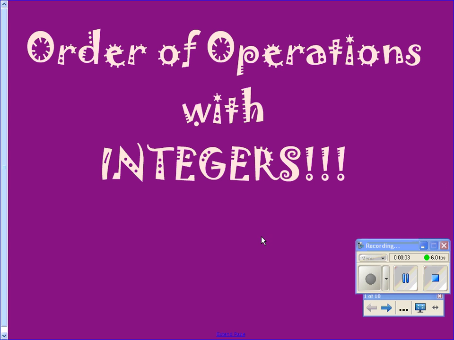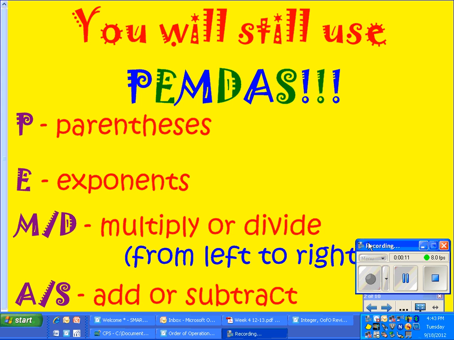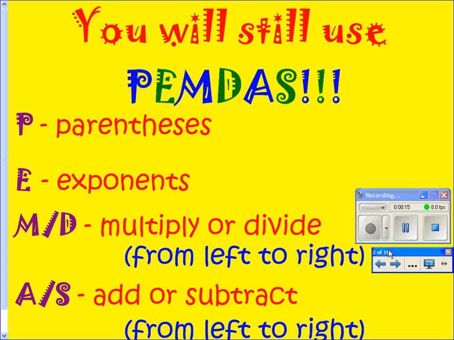This is our lesson on order of operations with integers. We learned earlier this year that for order of operations, we use PEMDAS. PEMDAS stands for parentheses, exponents, multiplication or division. Remember, we go from left to right, or add or subtract from left to right. So today we're still going to be using that, just with some integers in it. So we're going to do some examples.